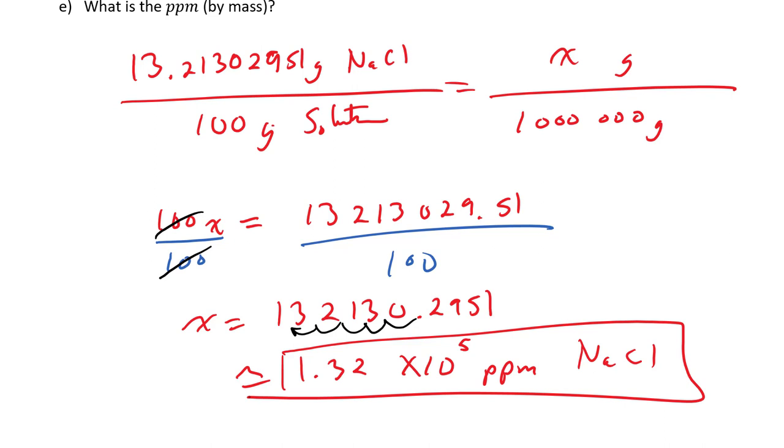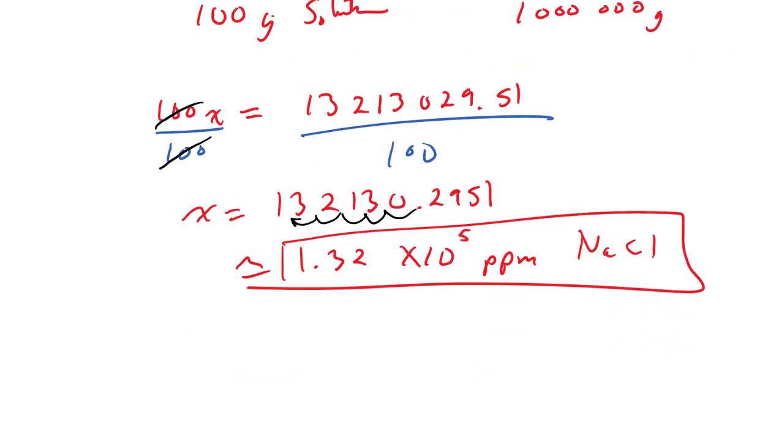Now notice this is a very large number. Normally parts per million is reserved for very, very small numbers, 1 to 100 parts per million. Anything more than that, we usually don't work in parts per million. So 5 different ways to represent the same concentration.